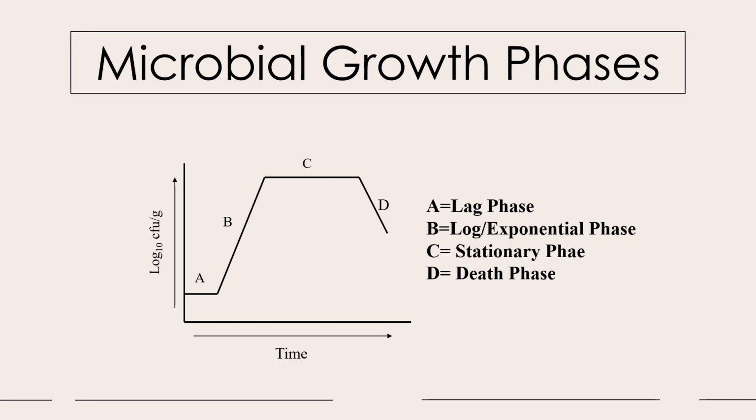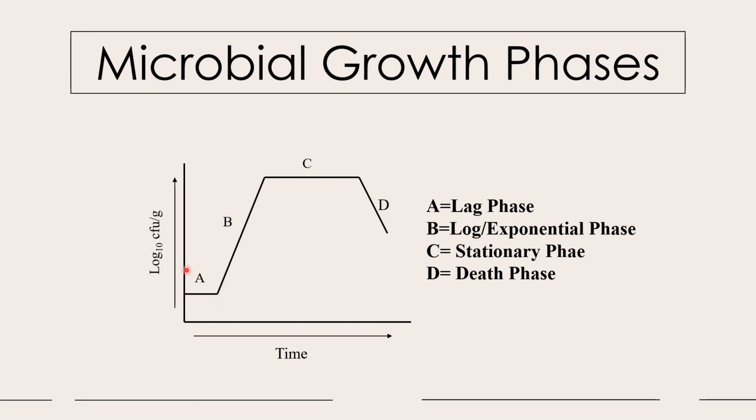It is a very important question every year which comes in GATE, and questions are asked from every angle from this growth phase. So try to understand the growth phase properly. We can see here a graph which is plotted as CFU per gram on the y-axis and on the x-axis we have time. So it means as the time increases, there will be growth in the microbial count.